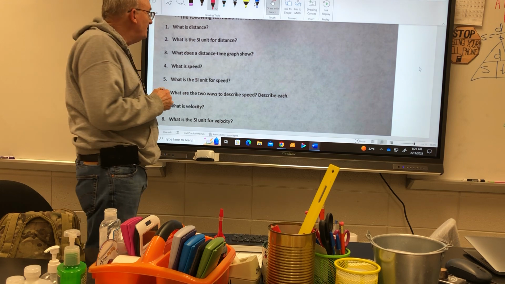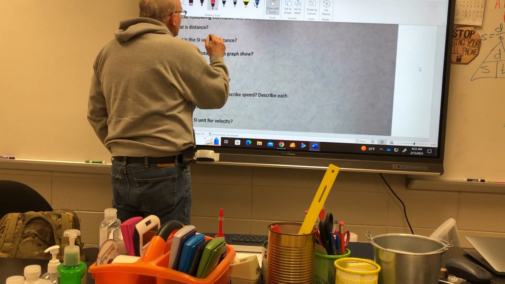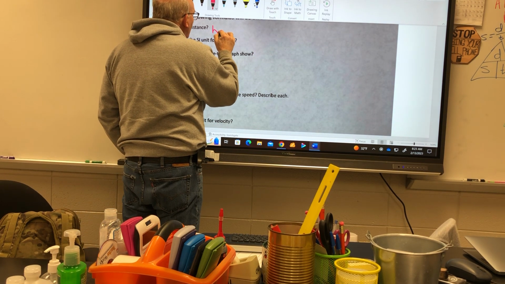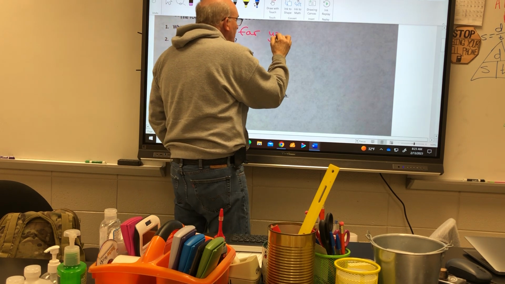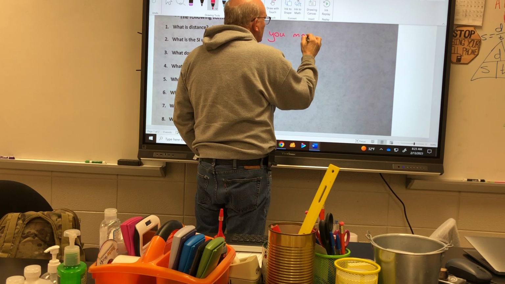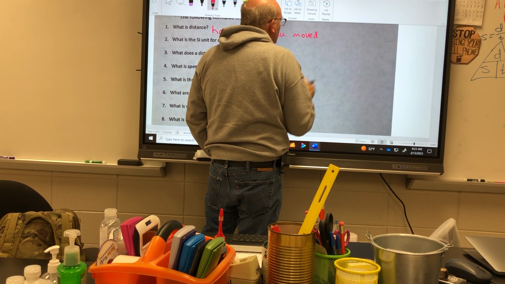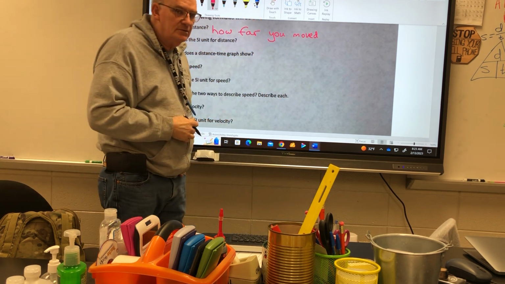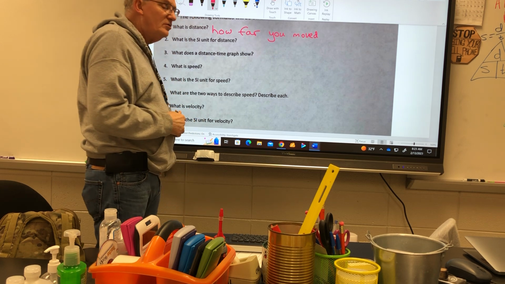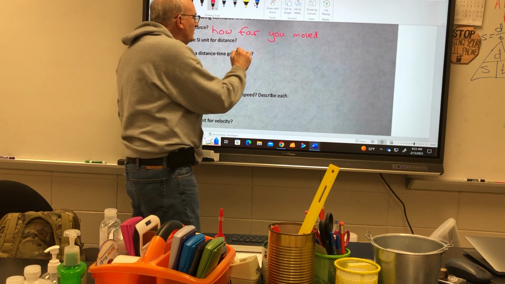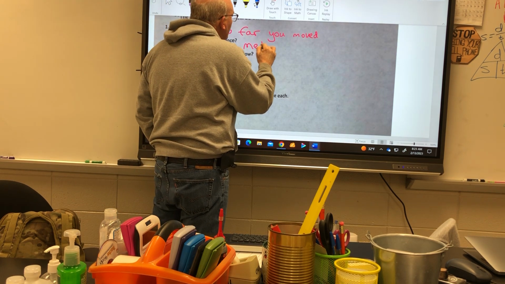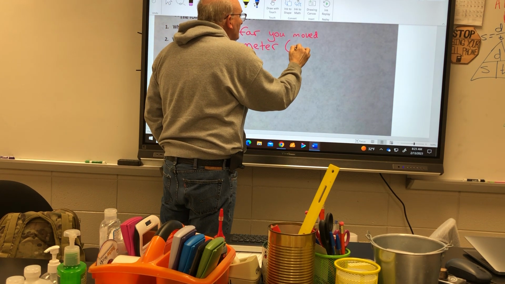First question, what is a distance? How far you moved. The SI unit is International System Units. The unit for distance is the meter. It's abbreviated lowercase m.